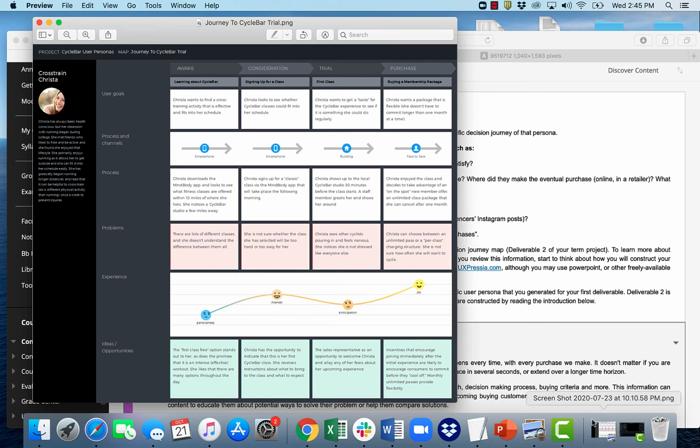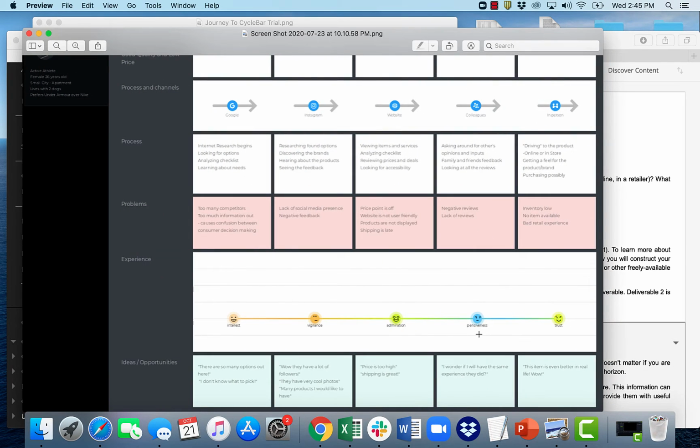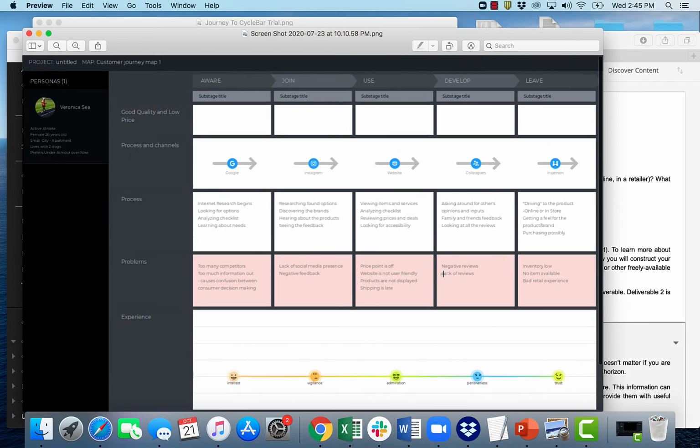So let's look at an example of what not to do. I don't want to pick on anyone here, but this is an example of an assignment that was turned in previously, and you can already see here it's not completely filled out. So substage title is left blank. These different fields are left blank. You can customize the template. Please feel free to do so, but delete the fields that you're not using, right?